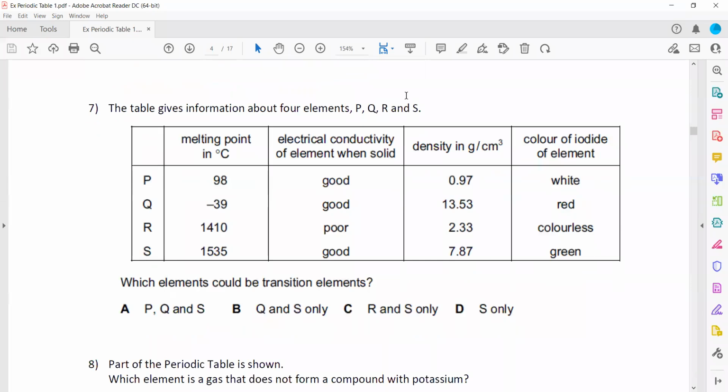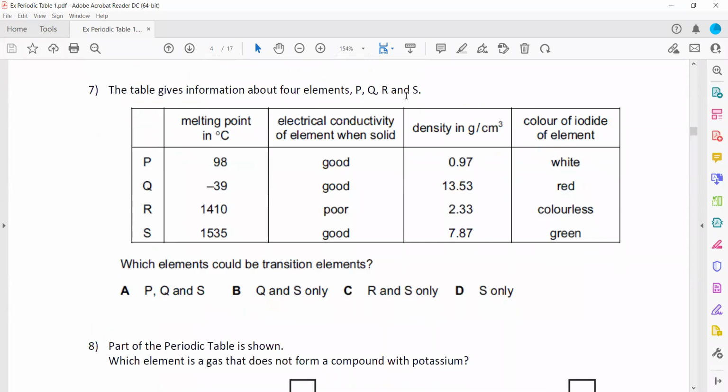Question 6. The table gives information about 4 elements P, Q, R, and S. They're asking which could be a transition element. So it should have a high melting point, good conductivity, a high density, and it should be colored. They should form a colored compound.